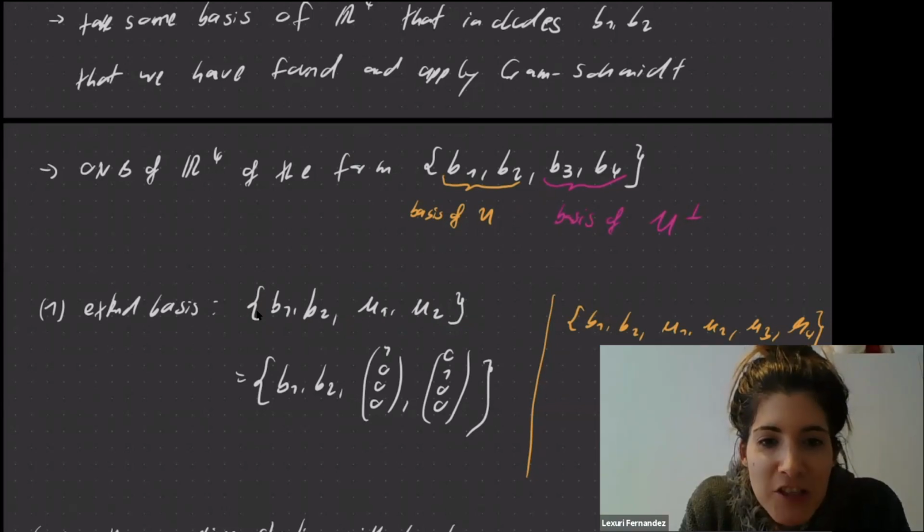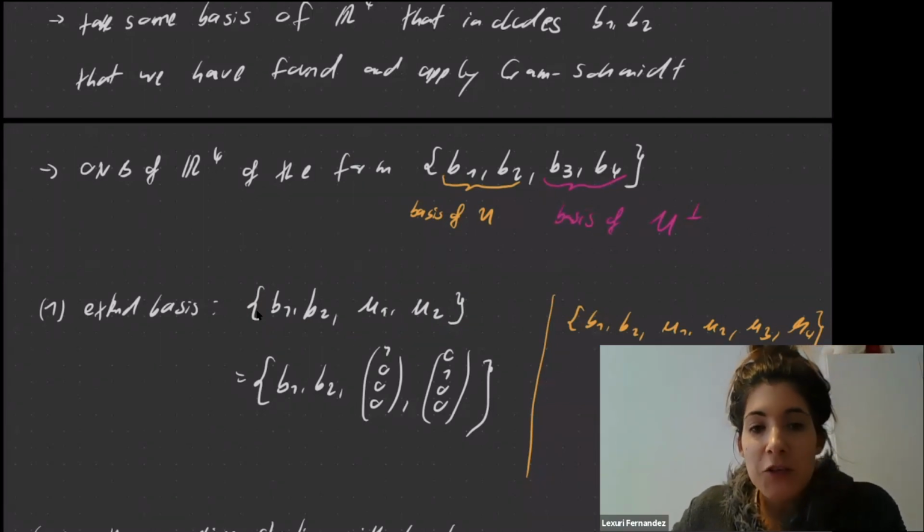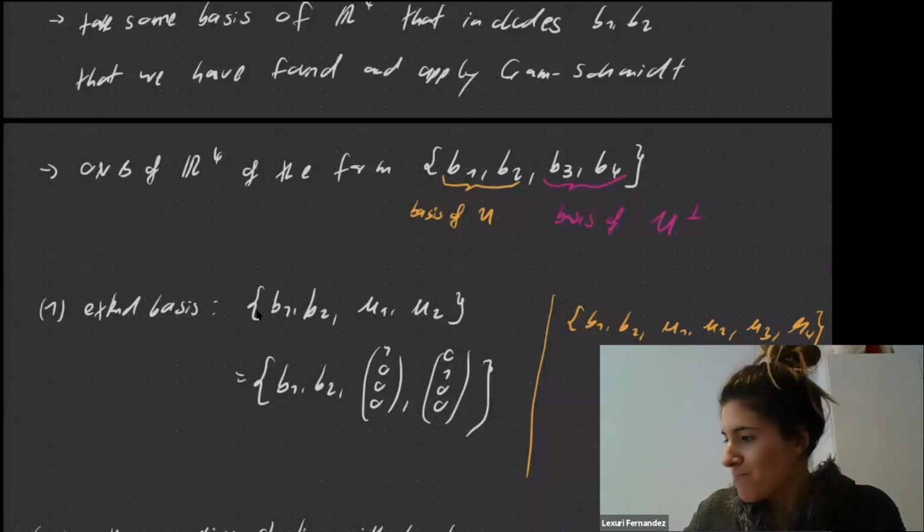How do I check that U ortho is orthogonal to U?